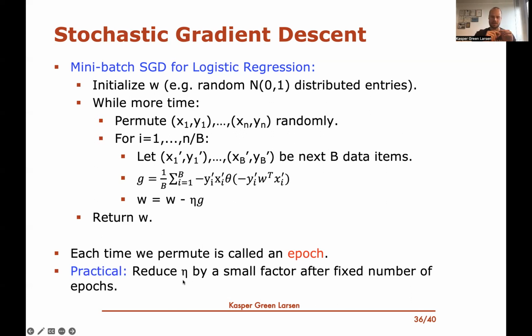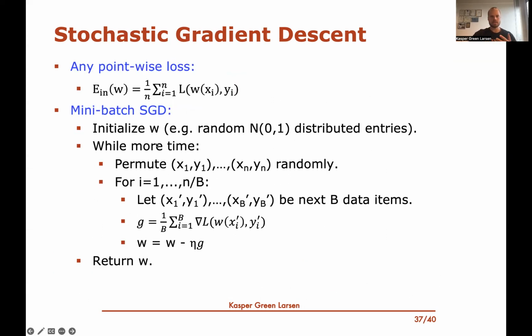Okay, so I take smaller and smaller steps the longer I've been training. This is just a practical improvement. This is just stochastic gradient descent, and it actually works with any pointwise loss function that's differentiable. So it doesn't only work for logistic regression, it's a general framework for minimizing pointwise loss functions.